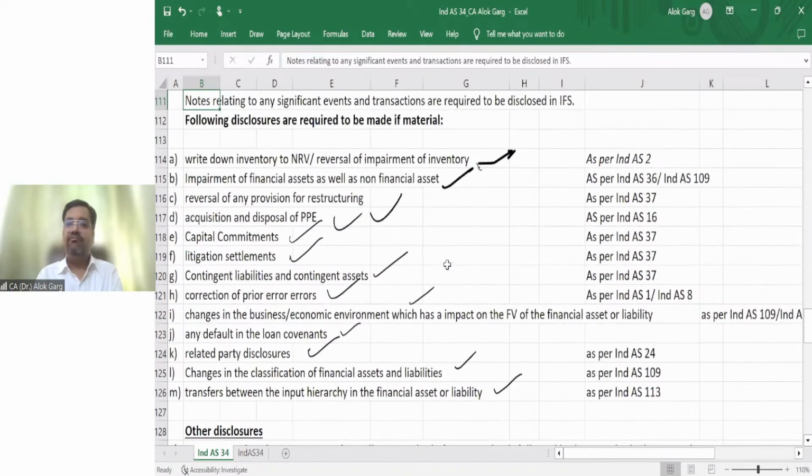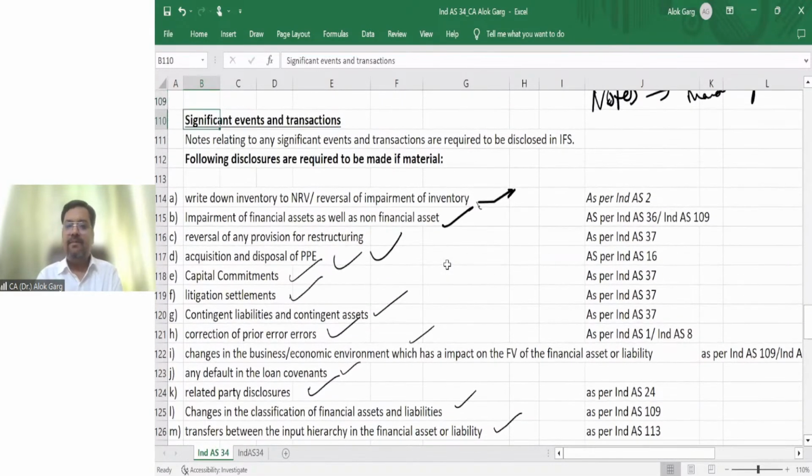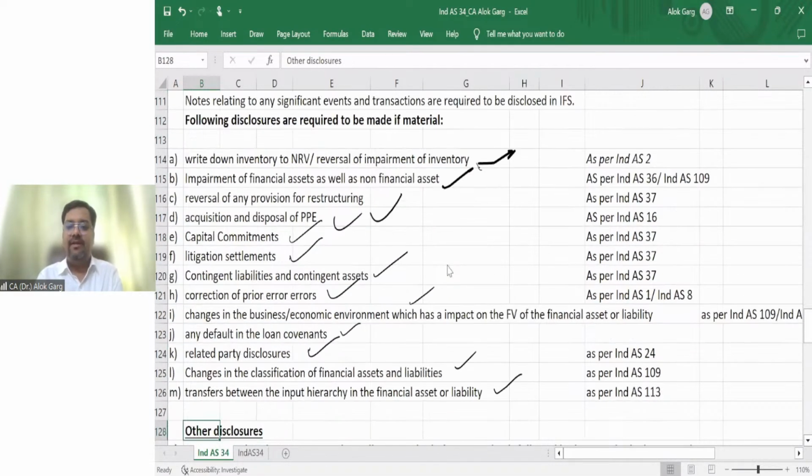Any doubt? This is just a list, a specific, exhaustive list which is given.